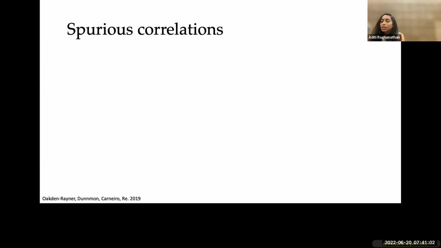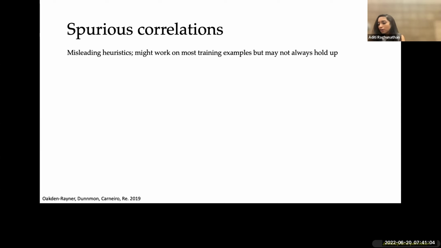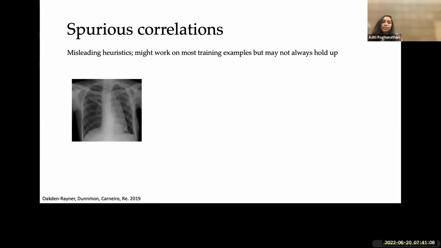There's another example of spurious correlations, which are these misleading heuristics, that I find quite striking. It is if you want to use machine learning to help you in healthcare. For example, you look at chest x-rays and you try to decide if this has a collapsed lung or not. You can use ML, you can download a data set, train a model, and it would correctly say that this has a collapsed lung.